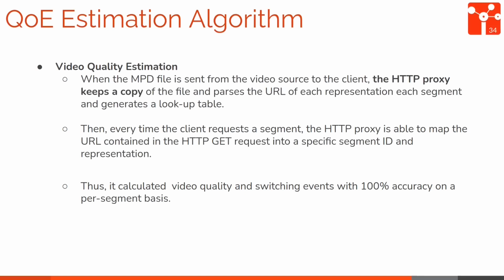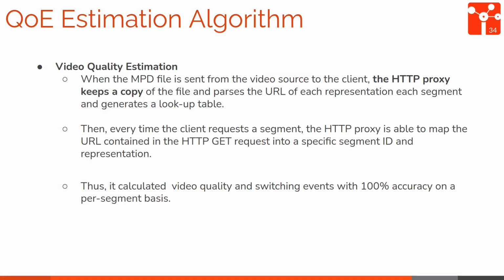So in order to calculate the video quality from the client request, the algorithm needs to know the exact URL that contains the segment information. As I mentioned earlier, at each DASH video streaming session, the client first requests the MPD file.